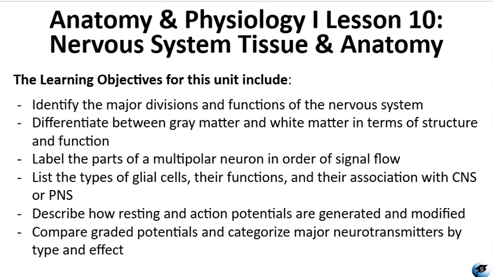In this unit, we will learn about the major divisions and functions of the nervous system, gray matter and white matter, the parts of the multipolar neuron in order of signal flow, the types of glial cells, their function, their association with the central nervous system or peripheral nervous system, resting potential, action potentials, and graded potentials. And finally, we will learn about the major types of neurotransmitters.